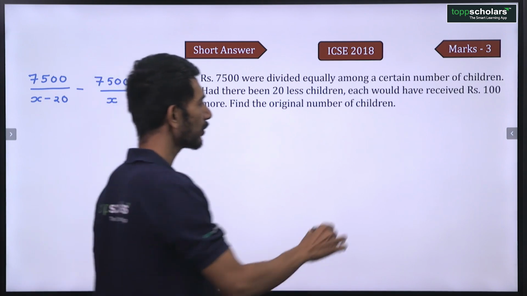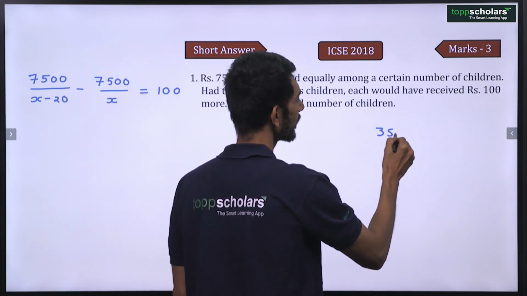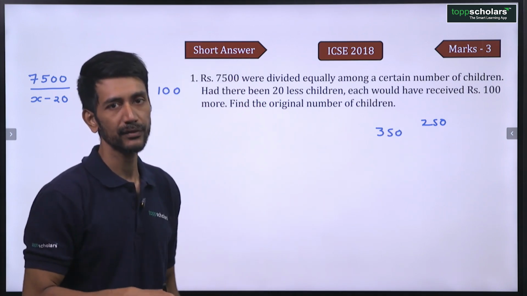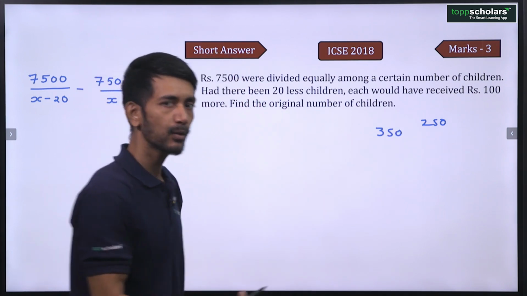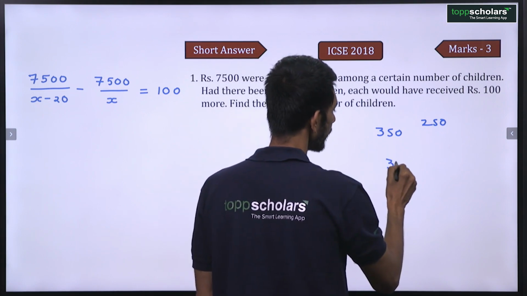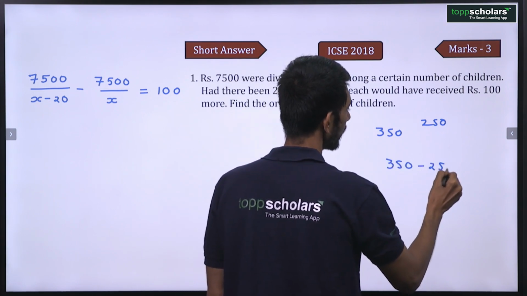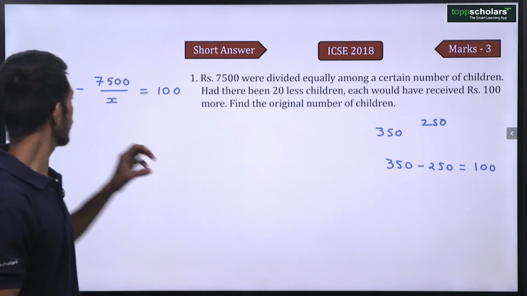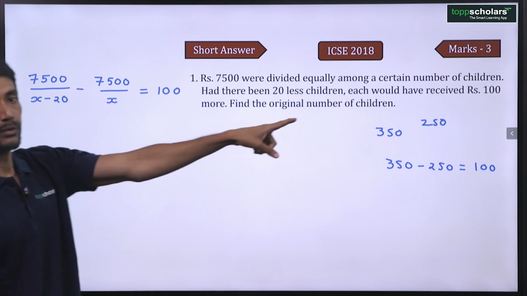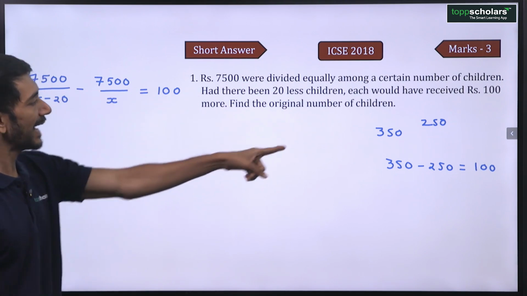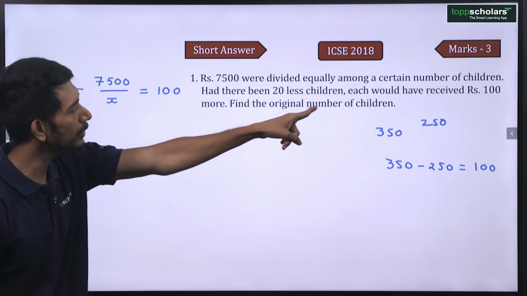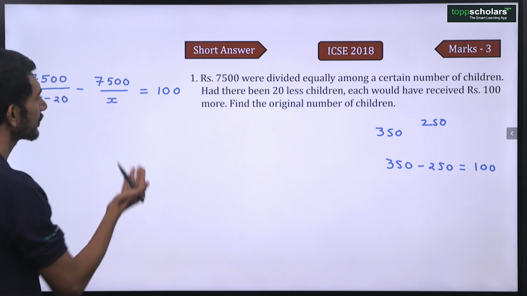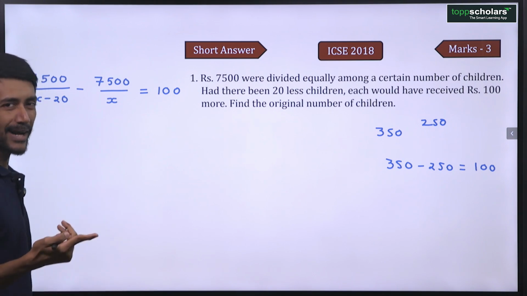Example, suppose I have two values, 350 and 250. So can I say 350 is 100 more than 250? 350 is 100 more than 250. So can I write down 350 minus 250 is equal to 100? Same thing we have done. Instead of 350 we have this, instead of 250 we have this, and if I take the difference I get 100 according to the condition. Now this becomes very simple. Now you know how to solve this, because this will create a quadratic equation for us.